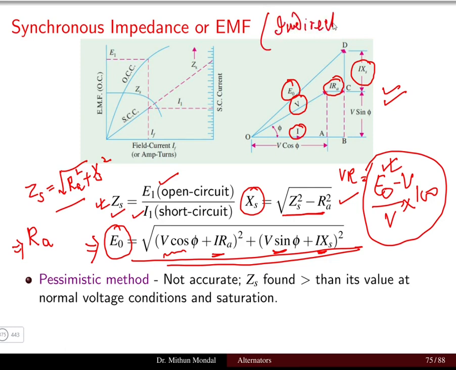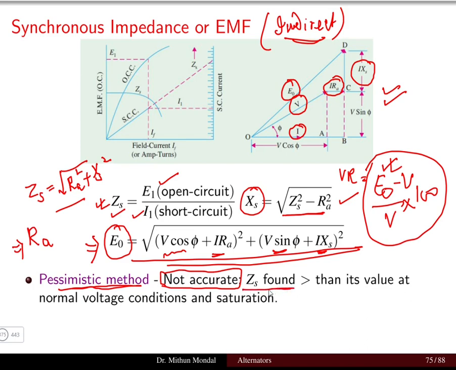So this is known as the indirect method of finding the voltage regulation. Now we understood that it is basically a pessimistic method of finding the voltage regulation. So what is the meaning of pessimistic method? That it is not very accurate. So pessimistic method is not very accurate.